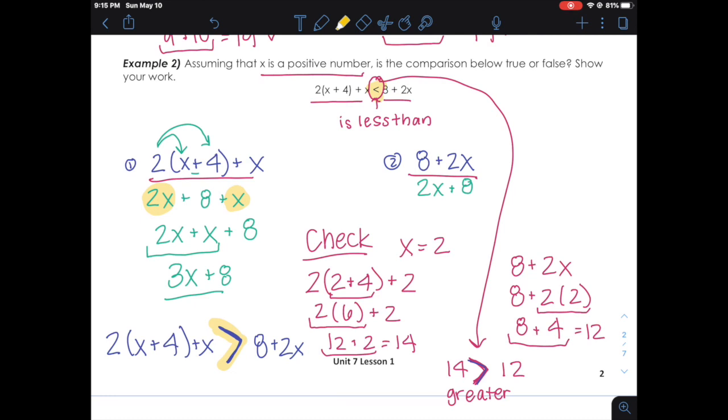Again, the difference was this was asking us for less than, and we determined that that was false. It's actually greater than. And we checked our work by plugging in or substituting 2 for x. And when we did, our left expression is greater than the right expression. So that's why we have to change it and give this as our final answer.